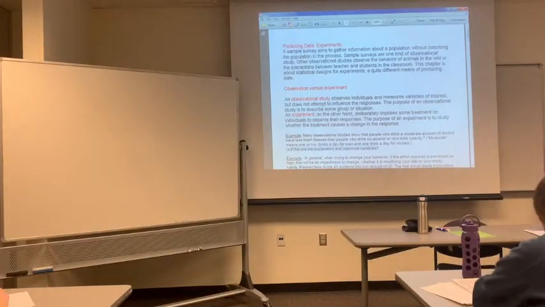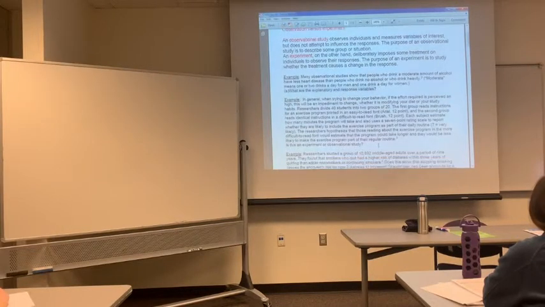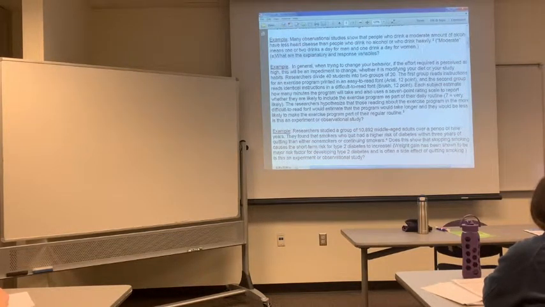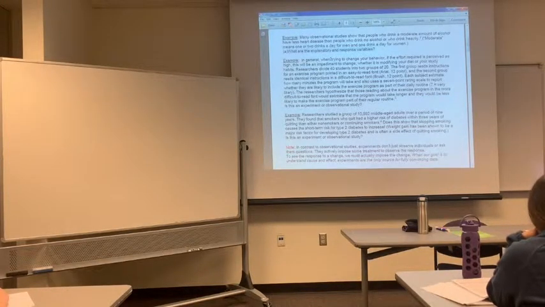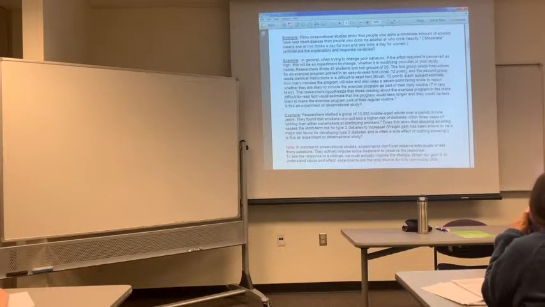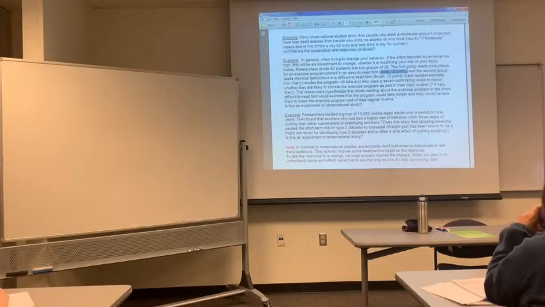So let's read some examples to see how we can recognize whether one study is experimental and one is observational. It says, in general, when trying to change your behavior, if the effort required is perceived as high, this will be an impediment to change, whether it's modifying your diet or studying habits. Researchers divide 40 students into two groups of 20. The first group reads the instructions for an exercise program printed in an easy-to-read font, this kind of font. And then the second group reads identical instructions in a difficult-to-read font, this kind of font.